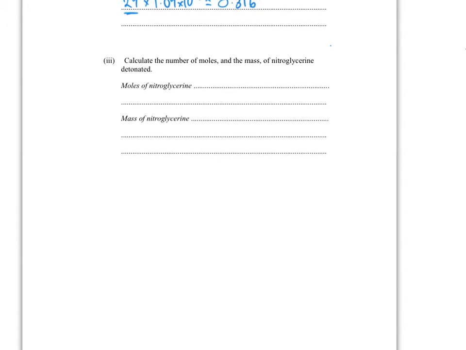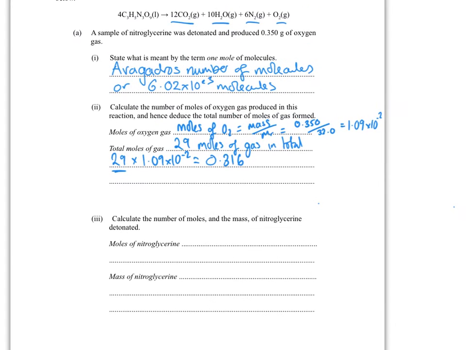Okay, we now need to calculate the number of moles and the mass of nitroglycerine detonated. So the first thing we need to do is work out how many moles we've got of nitroglycerine. If we go back to the start of the question, we can see that 1 mole of oxygen comes from 4 moles of nitroglycerine. So the value of moles of nitroglycerine is going to be 4 times that of oxygen. So it's going to be 4 times 1.09 times 10 to the minus 2, which equals 0.0438. Make sure you write your answer to 3 significant figures.